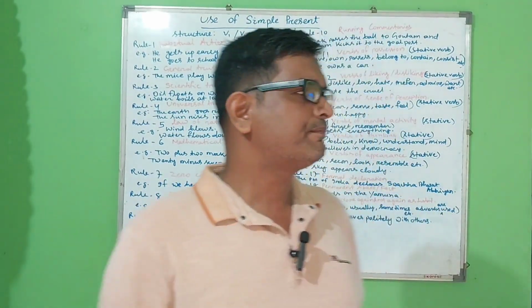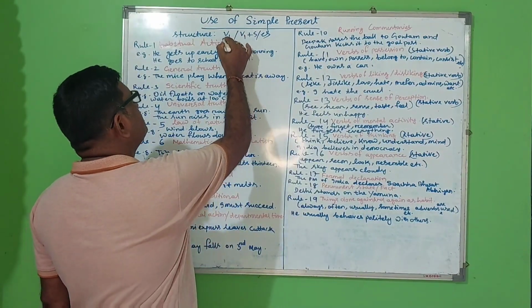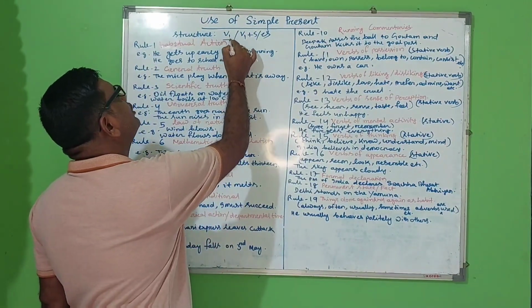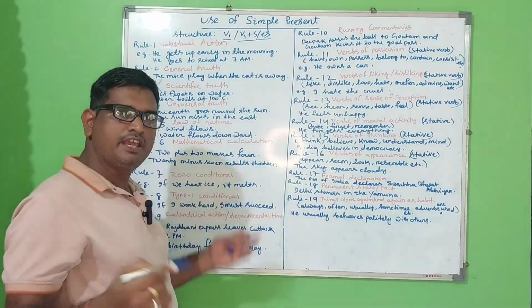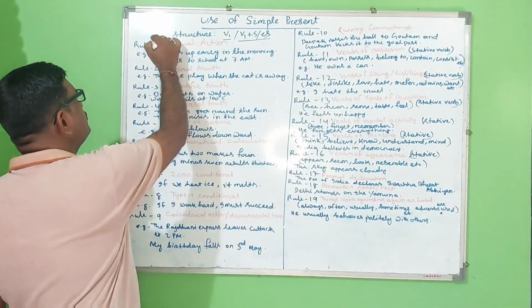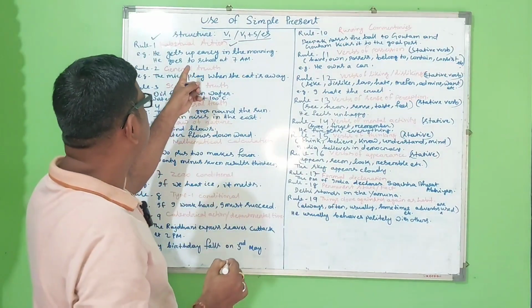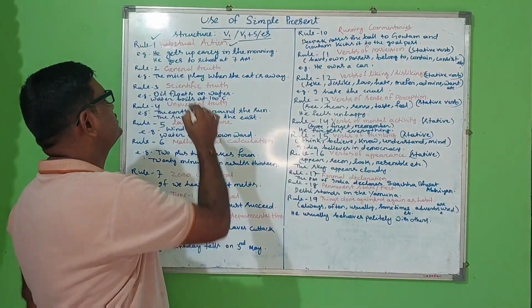So let's see. All of you see the structure of simple present, that is verb 1 or verb 1 plus s or es. Okay, so let's discuss the rules. Rule number 1, habitual action. To express habitual action, we use simple present tense.